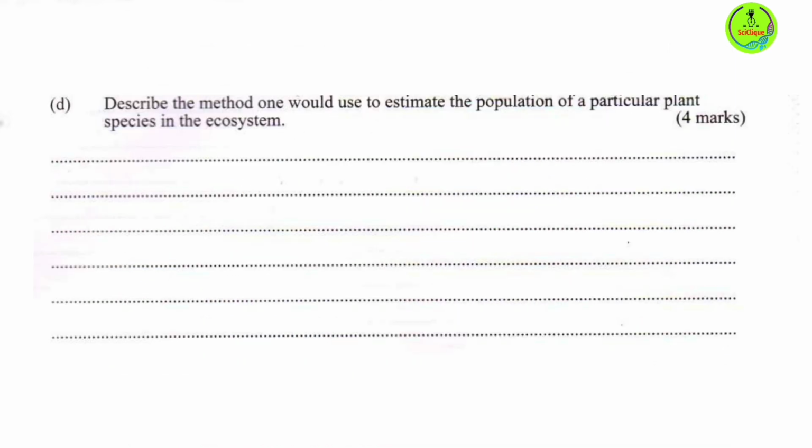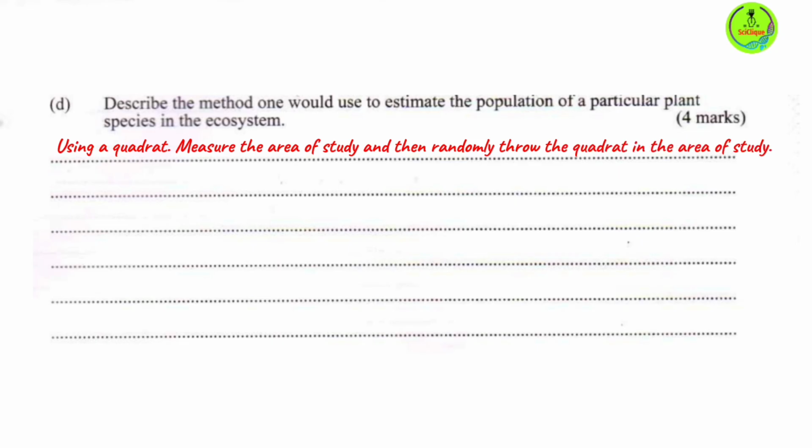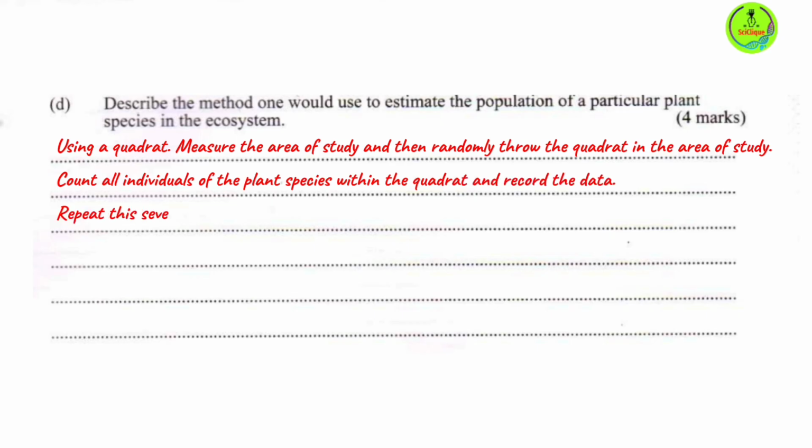Part D. Describe the method one would use to estimate the population of a particular plant species in the ecosystem. Now you can use a quadrat. Number one, you're going to measure the area of the study in meters square and then throw the quadrat randomly in the area of study. So all the individual plants that are present within this quadrat are then going to be counted and recorded.